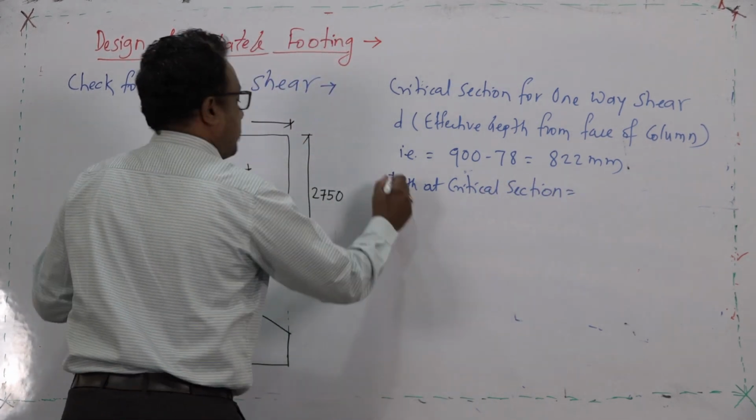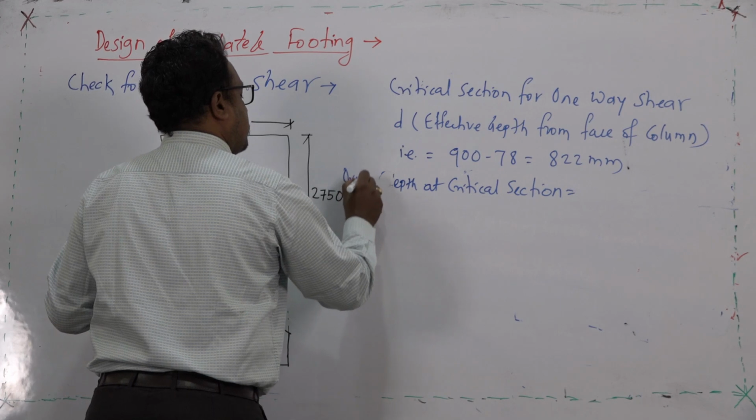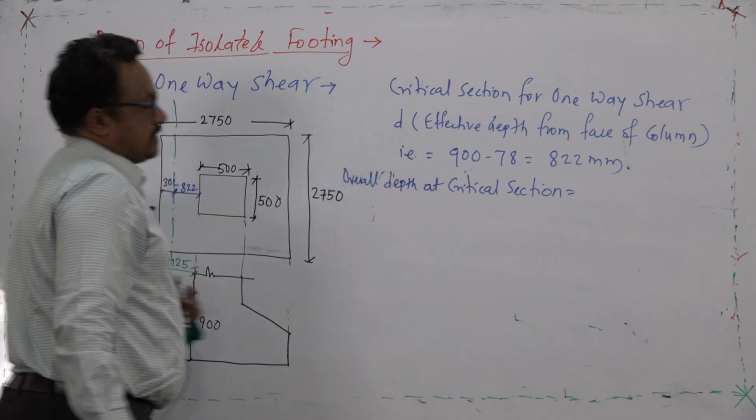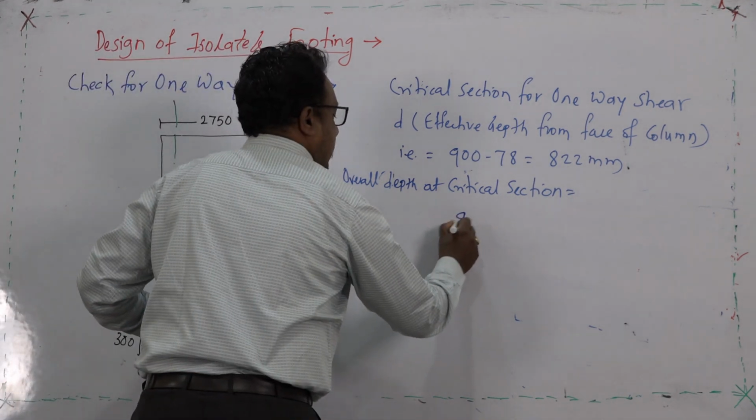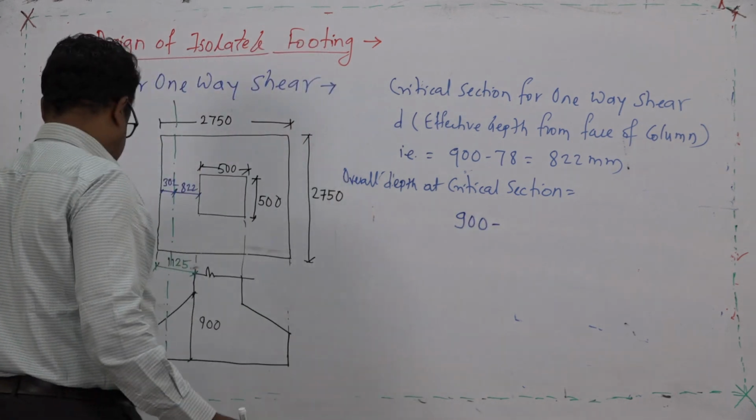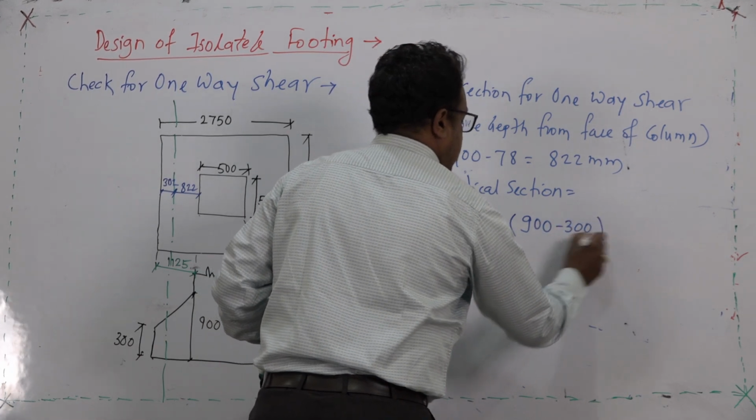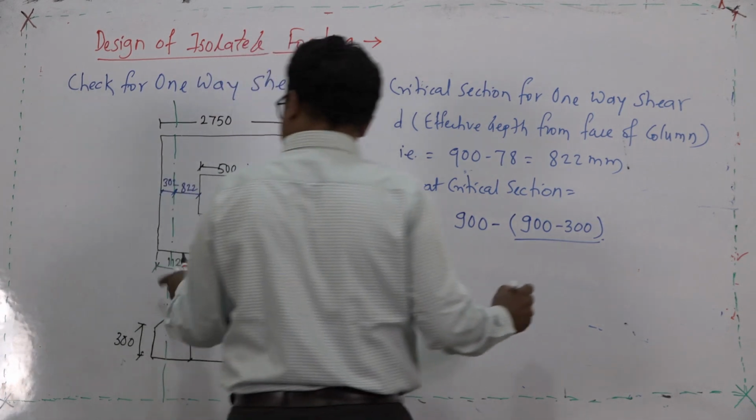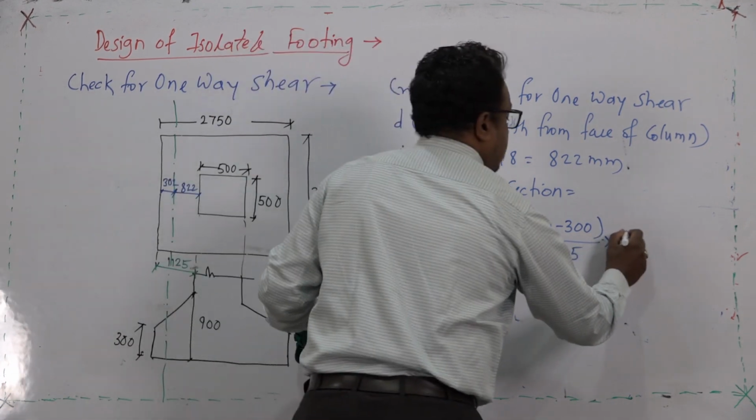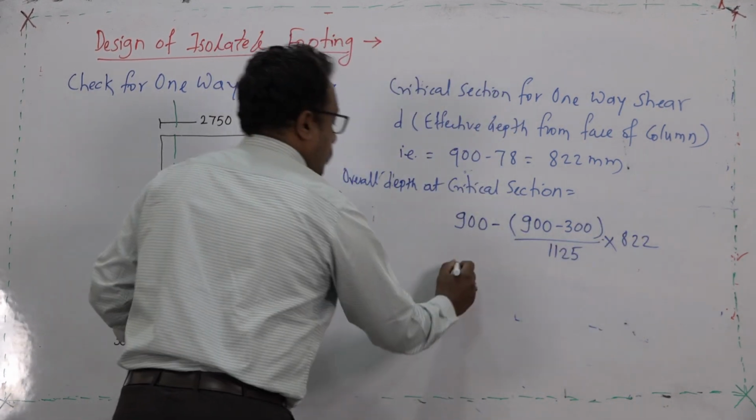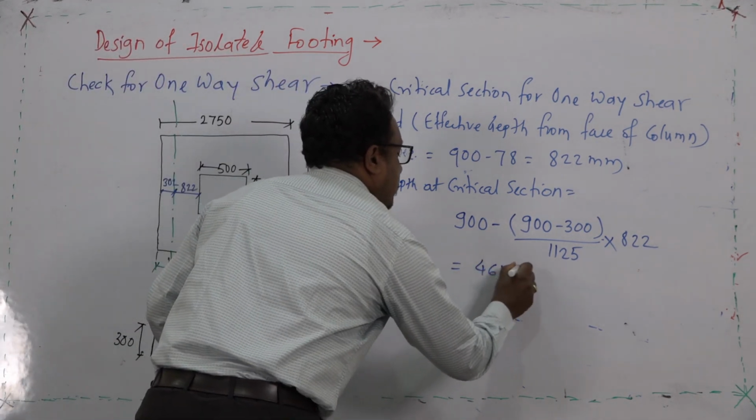So, this is a very important step now. I will write the overall depth at a critical section. Let us see here. The variation will be like this: 900 minus 300. This variation applies for a distance of 1125, and it is to be multiplied by 822. So, this will be the overall depth of section, 461.6 millimeter.